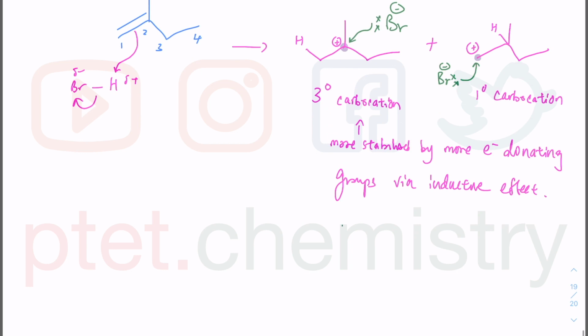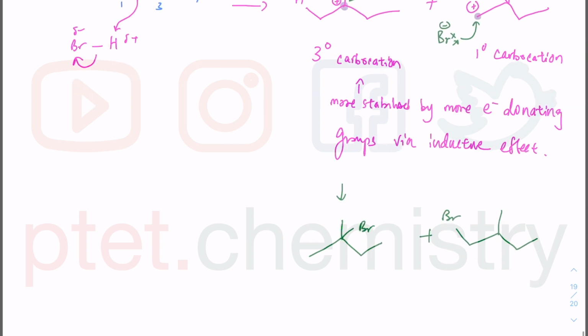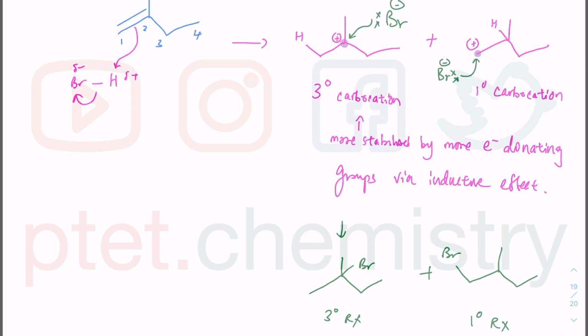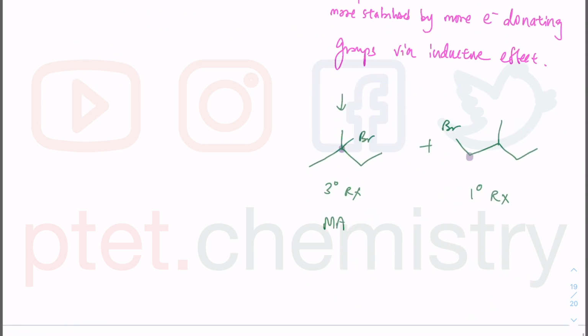So tertiary carbocation will give me the tertiary halogenoalkane, and the other one will be like this, and then the Br there. This is going to be a tertiary halogenoalkane and a primary halogenoalkane. As a result of the same explanation, the carbon with the halogen is bonded to 1 other carbon. The carbon with the halogen is bonded to 3 other carbon, and this will be your major product.